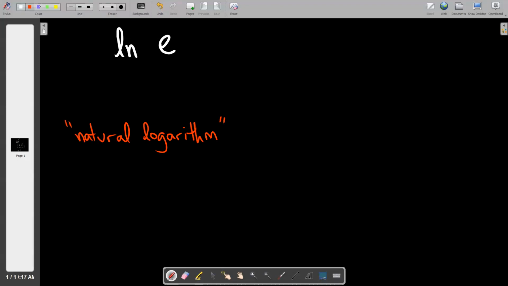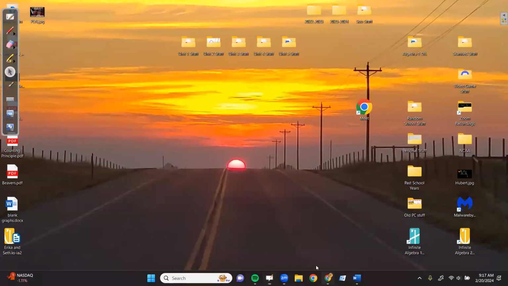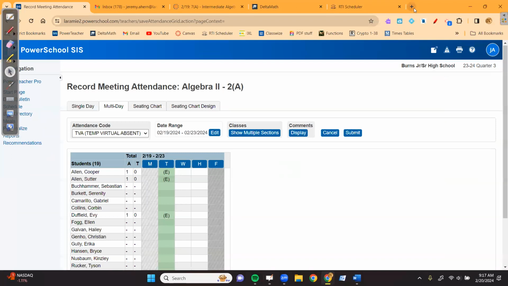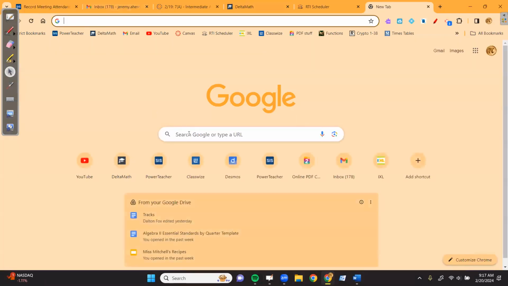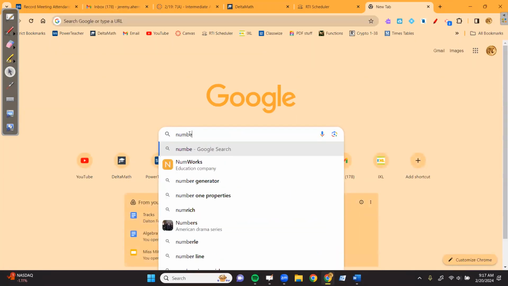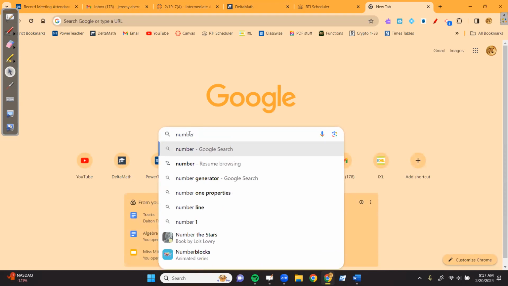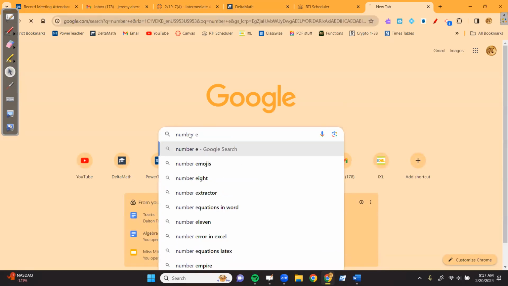The same can be said for the number E. E is a number that is naturally occurring. You should have an E button on your calculator for the record. And if you hit the E button, it'll say like 2.71828, something like that. So let me Google this real quick and I'll just show you. Don't do the two capital E's. That's scientific notation.